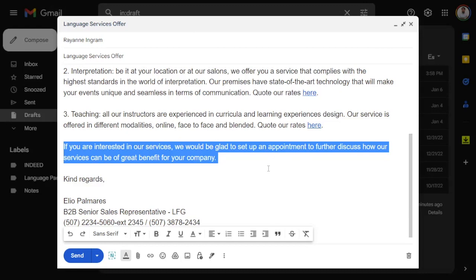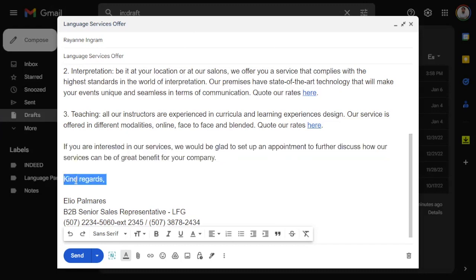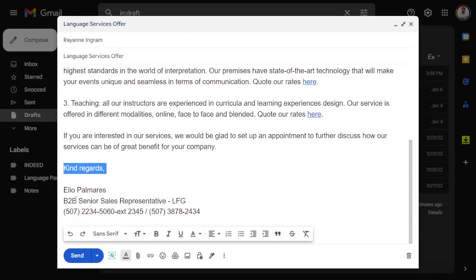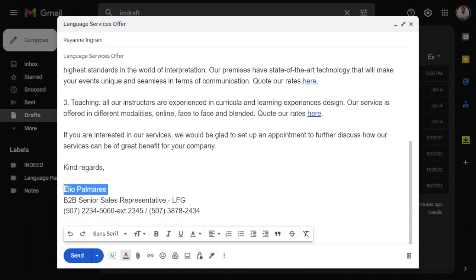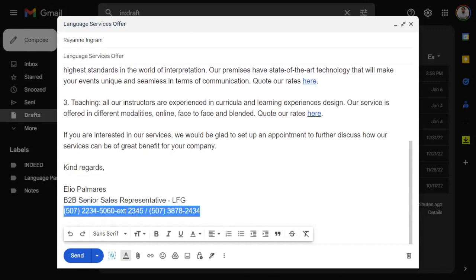Once they have done this, they move on to the closing. Kind regards, and they finish with the signature. In this case, this person leaves their name, their position at the company, and their contact information. Following these simple steps, you can also write an effective informative email.